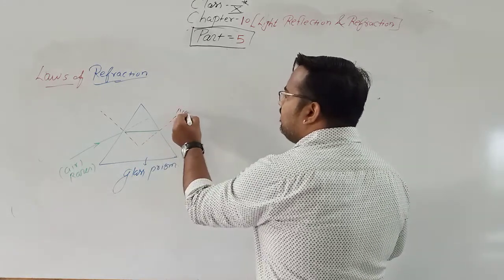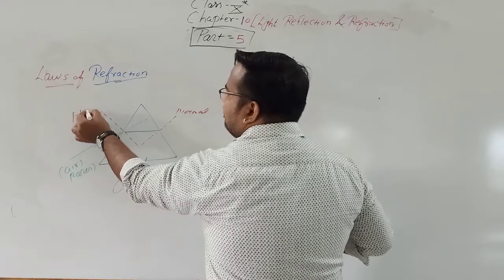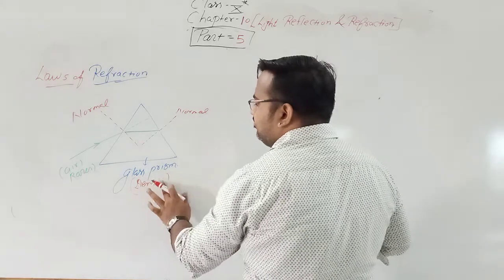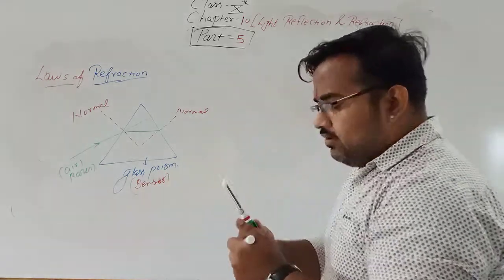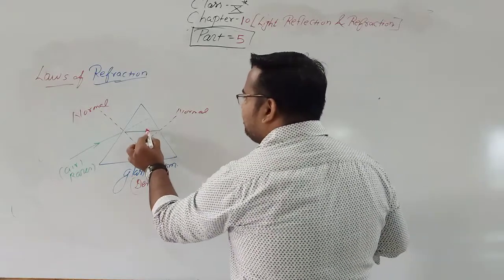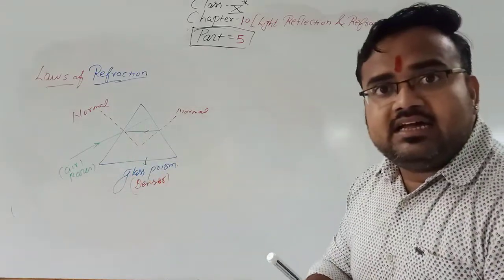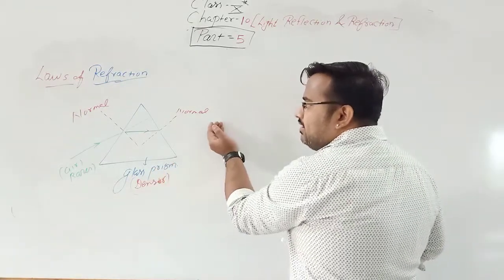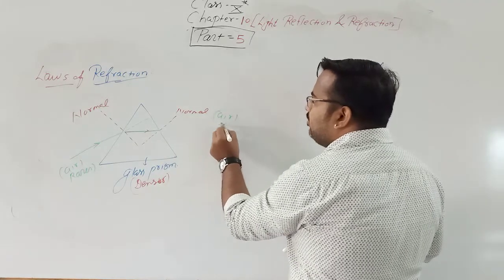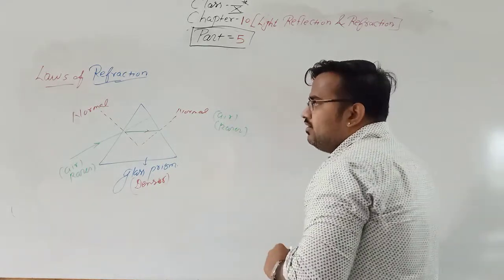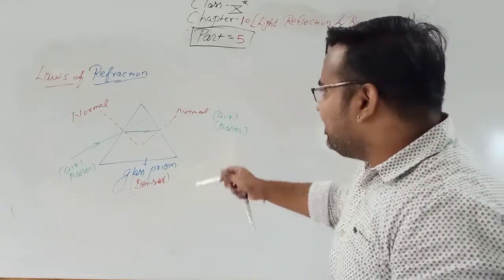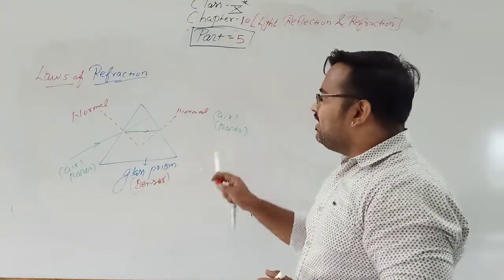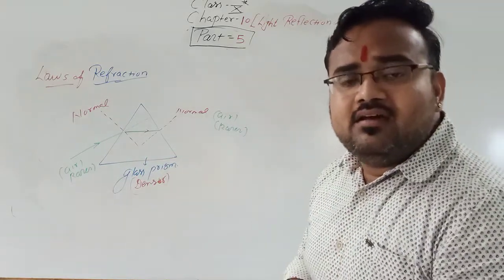Now again I will draw a normal to this plane, perpendicular. This is normal. This is also normal. This is rarer medium. This is denser medium. Clear? Now our second law says that if the emerging ray travels from denser to rarer, see, outside the prism air is present, which is also rarer medium.